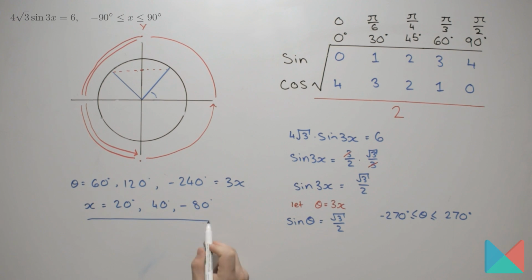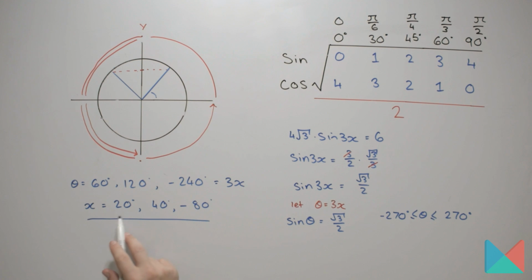So our three solutions for x, our three angles that satisfy our question, are going to be these angles here, 20, 40, and negative 80 degrees. So that concludes this example, and let's move on to another.